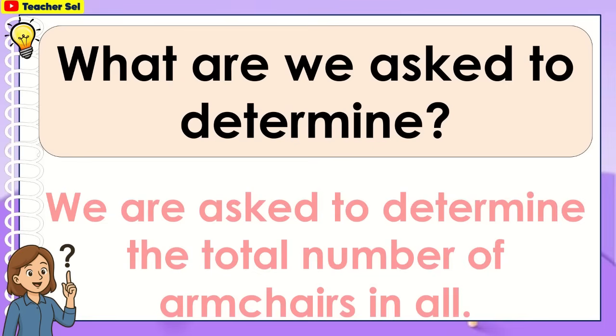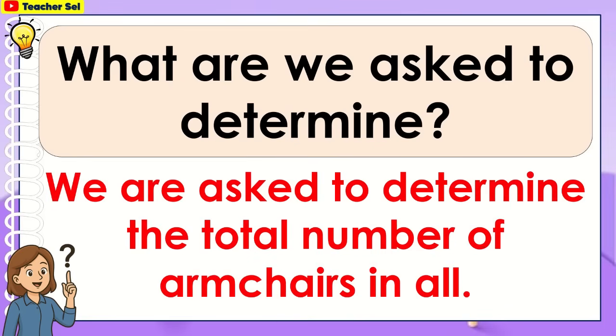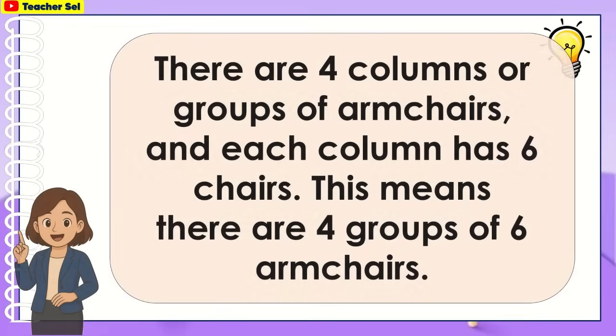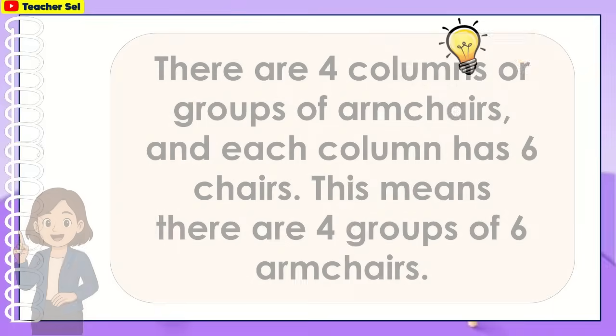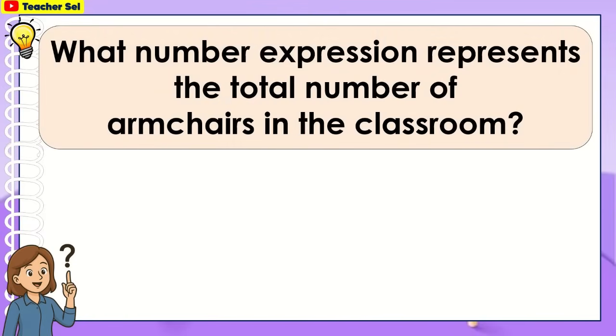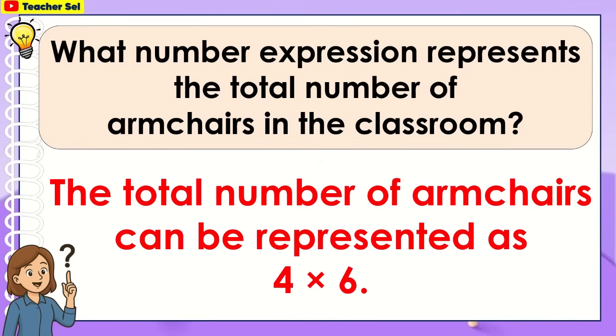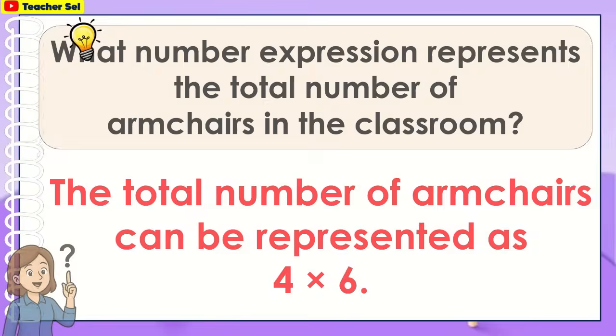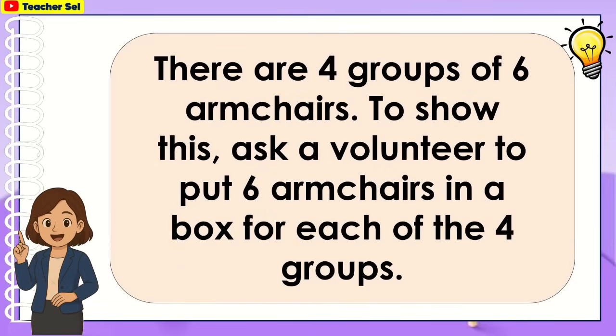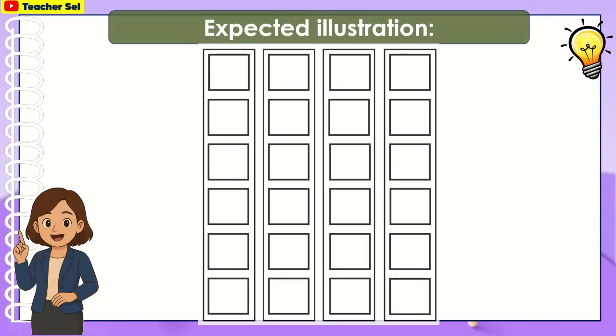What are we asked to determine? We are asked to determine the total number of armchairs in all. There are 4 columns or groups of armchairs and each column has 6 chairs. This means there are 4 groups of 6 armchairs. What number expression represents the total number of armchairs in the classroom? The total number of armchairs can be represented as 4 times 6. There are 4 groups of 6 armchairs. To show this, ask a volunteer to put 6 armchairs in a box for each of the 4 groups. Here is the expected illustration.